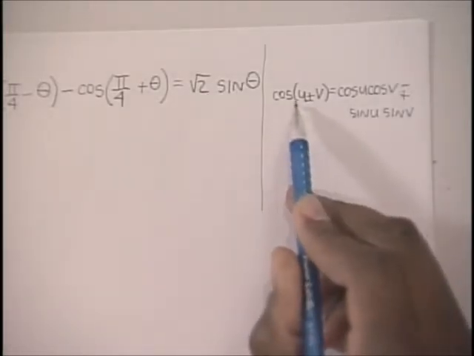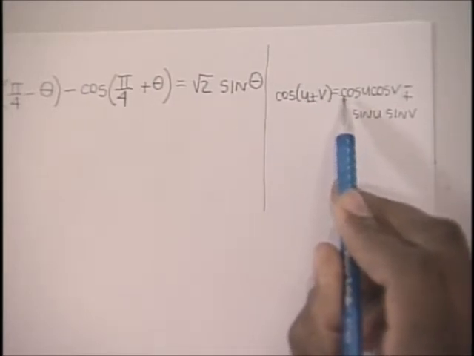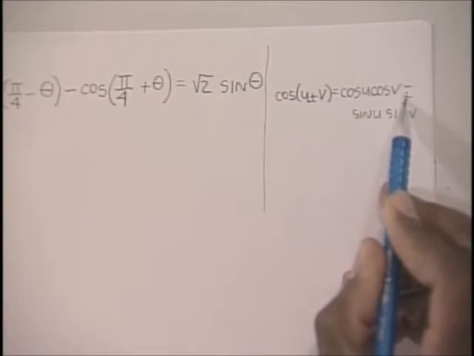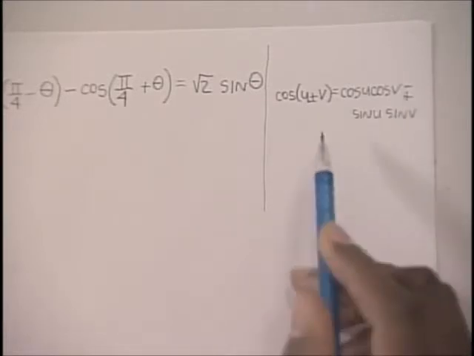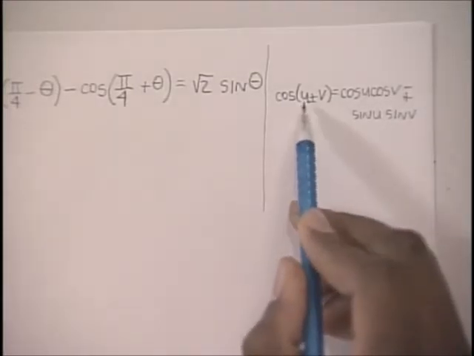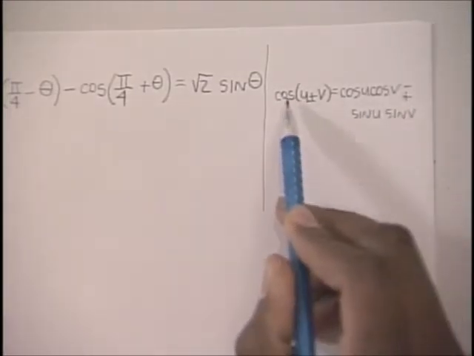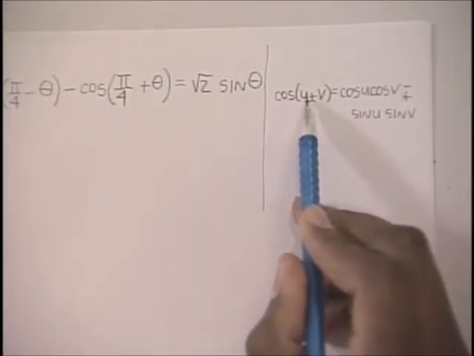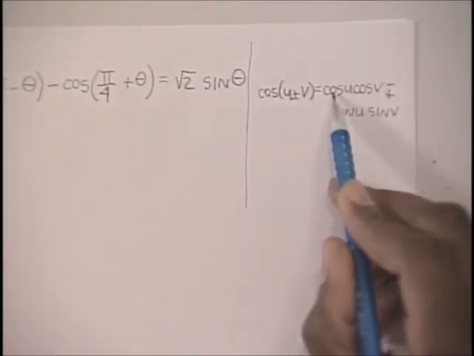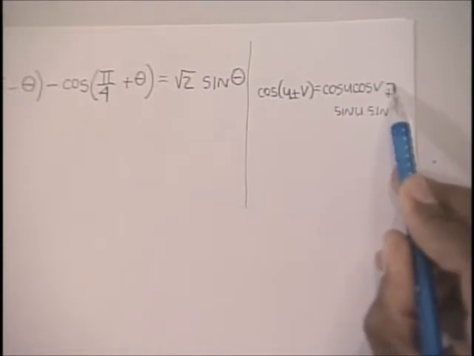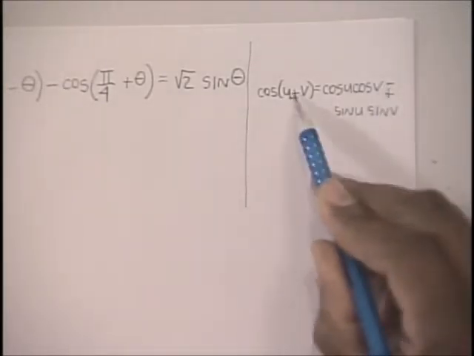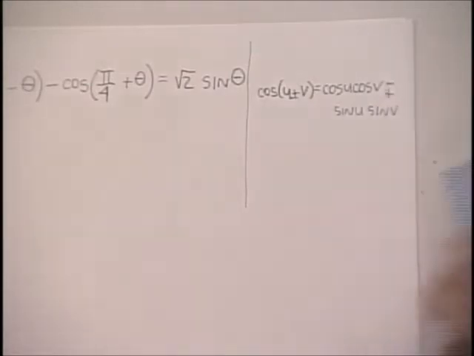The cosine of u plus v is equal to the cosine of u cosine of v minus or plus sine of u sine of v. Now what this represents is one identity. Oh, actually, I'm sorry. This represents two different identities. If you have the cosine of u plus v, then you take the cosine of u cosine of v minus sine u sine v. So if you're adding, you end up subtracting.